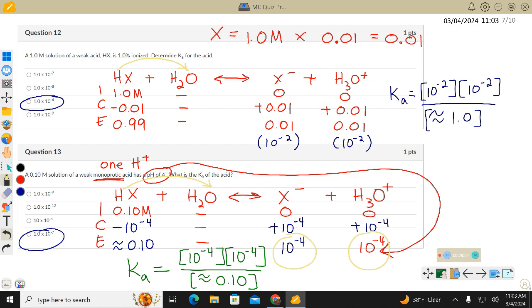Now, technically, that HX is going to go down by 10 to the negative 4th moles per liter. But again, it's super tiny. So I just stuck with 0.1 in the denominator. I mean, 0.1 minus 10 to the negative 4th, you can plug it in if you want to. But it's going to be really close to 0.1 in the denominator. I plug it in my calculator, products over reactants, and we get a Ka of 10 to the negative 7.